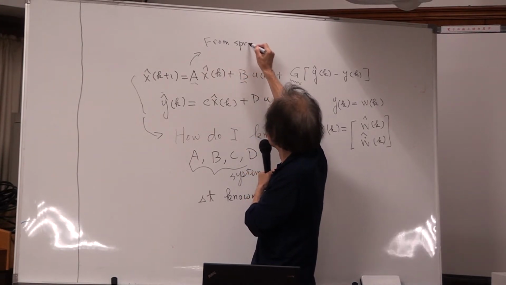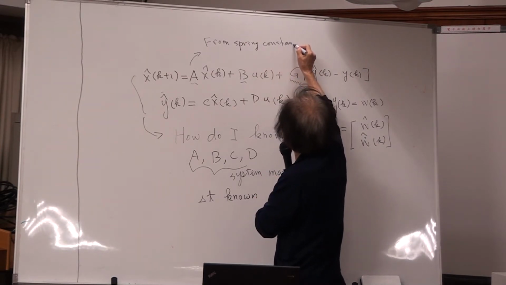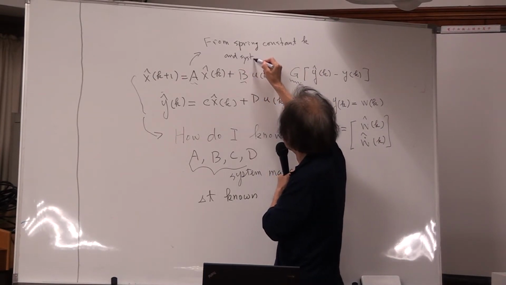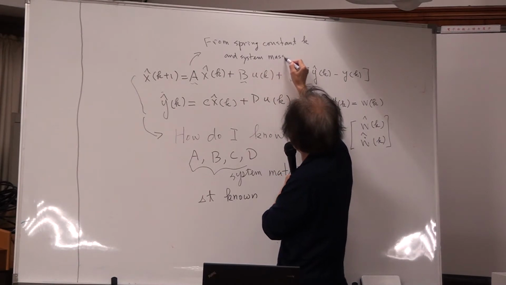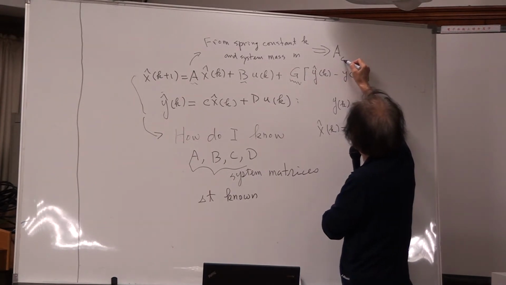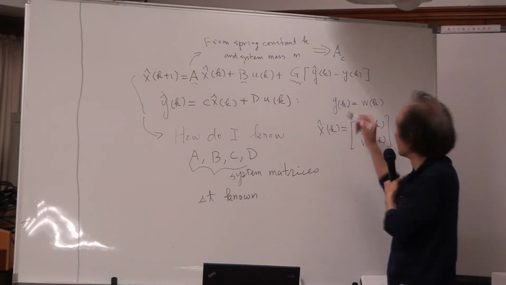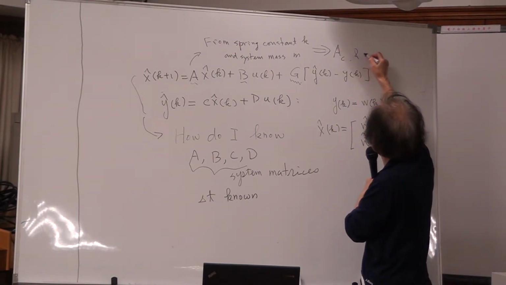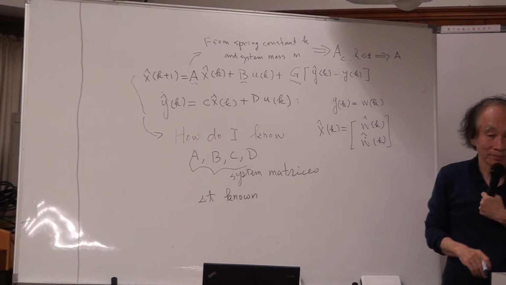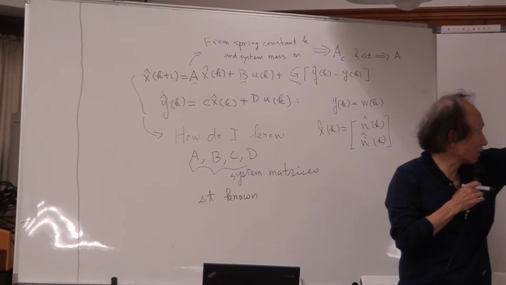from the spring constant K and the system mass M. Then I compute AC. Right? Then with delta T, I compute A. Right? Agree? That's where my A comes from, right?